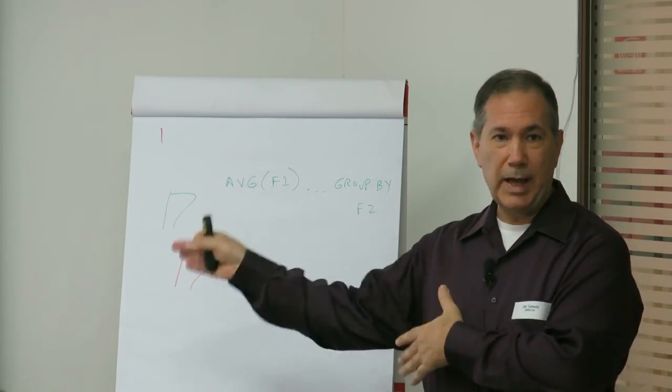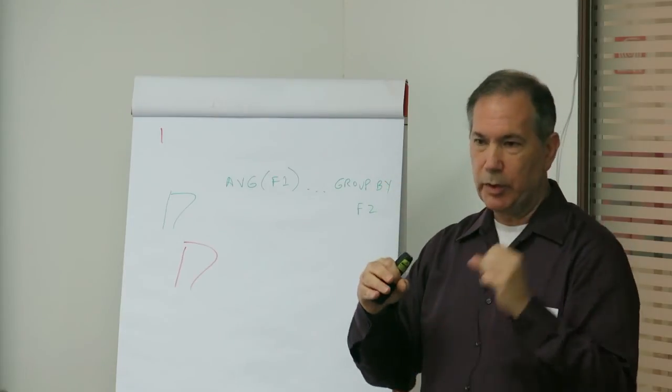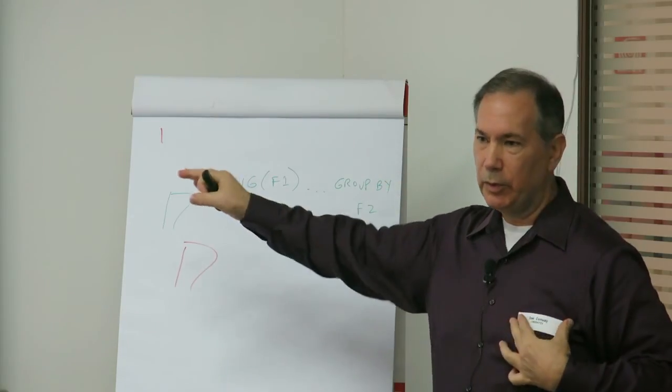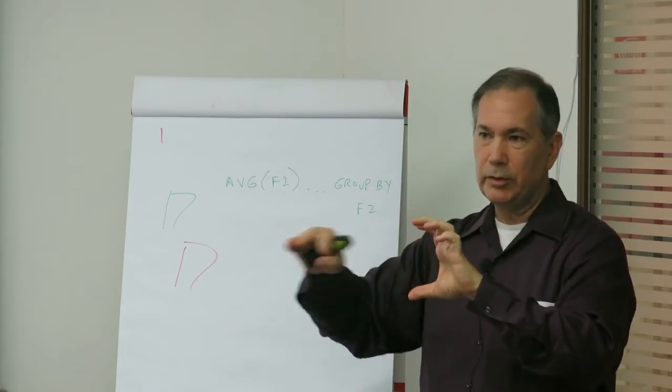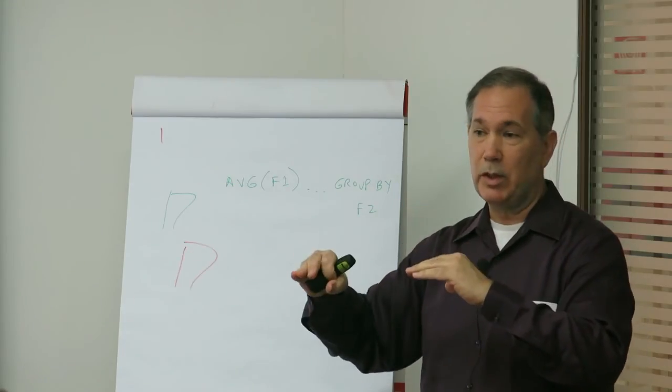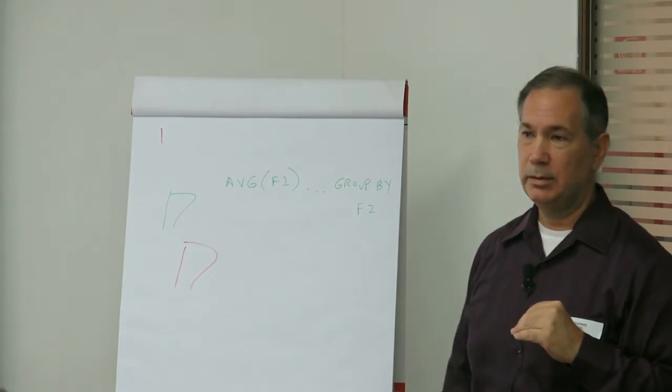So in aggregates, all the rows in the group produce one row. But for a window function, each row in the group produces a result, but the result could be based on other rows.